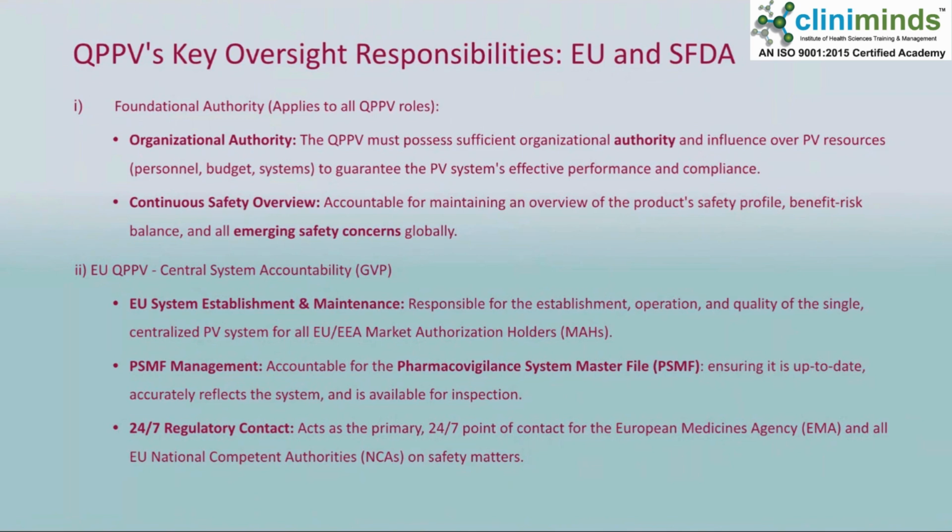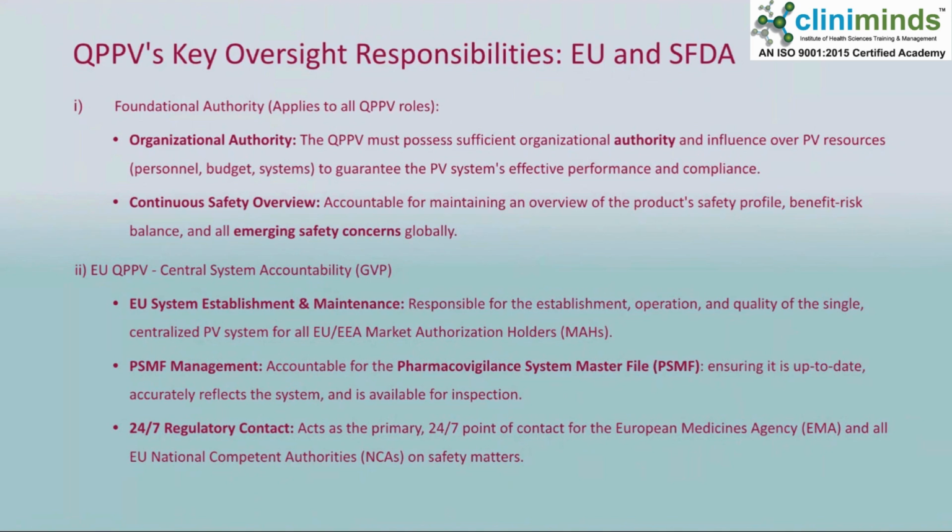The second is continuous safety overview. Now, the authority is one thing. The second thing becomes the responsibility. The QPPV is accountable for maintaining an overview of the product safety profile. It is the QPPV's overall responsibility to maintain an overview of all the product safety profiles, identify the benefit and risk ratio and balance it out, and communicate all the emerging safety concerns globally. So this becomes the second foundational requirement.